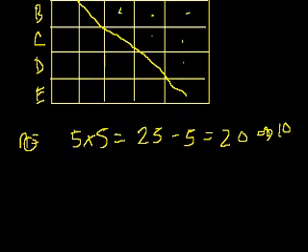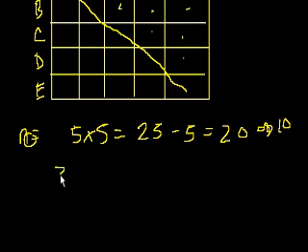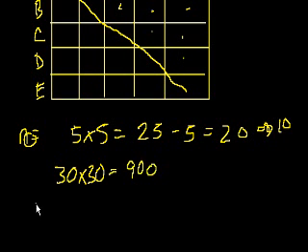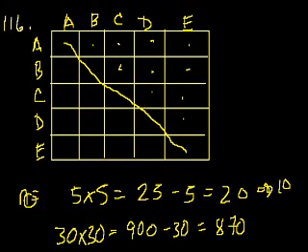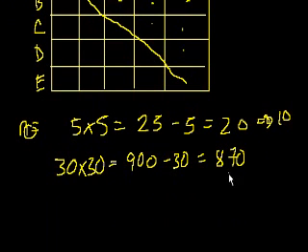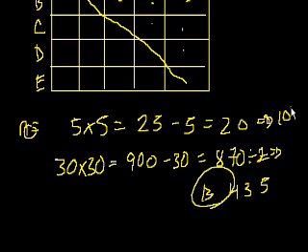So let's do the same exercise with 30. If you have 30 cities, you're going to have 30 times 30 boxes, which is equal to 900. You're going to take out the 30 boxes that are in the diagonal, so minus 30, that's equal to 870. And then you're only going to have to fill out half of those, because you don't want redundant information. So you're only going to fill out, let's say, the top half, the way they did it in this diagram. So if you divide this by 2, you're going to get to what? 870 divided by 2 is 435. And that's choice B.